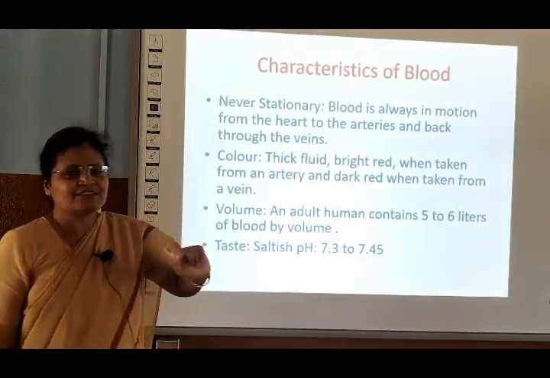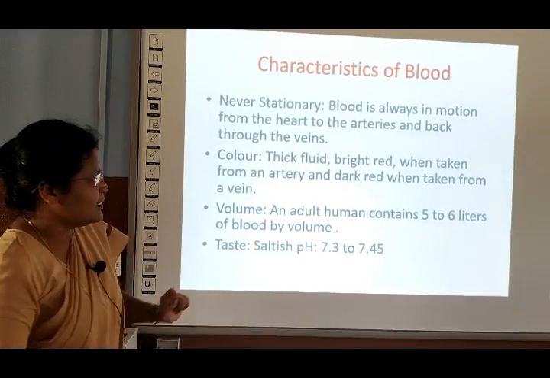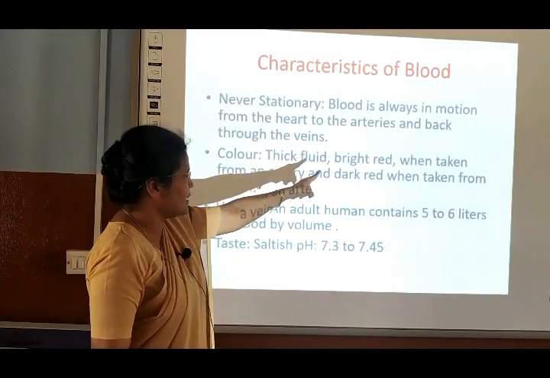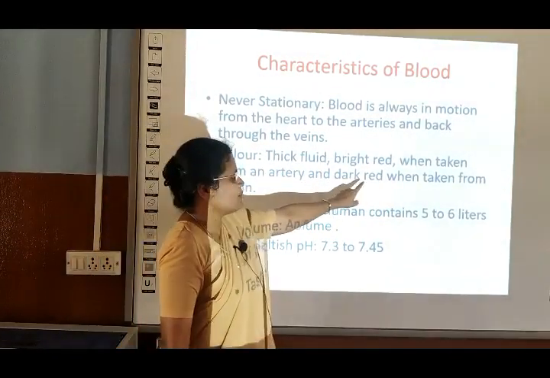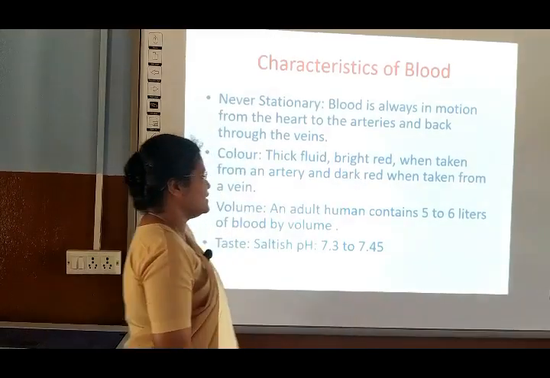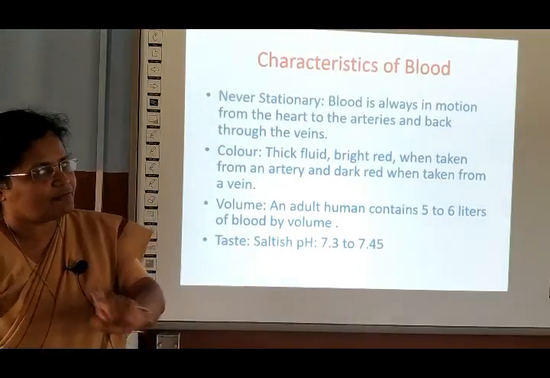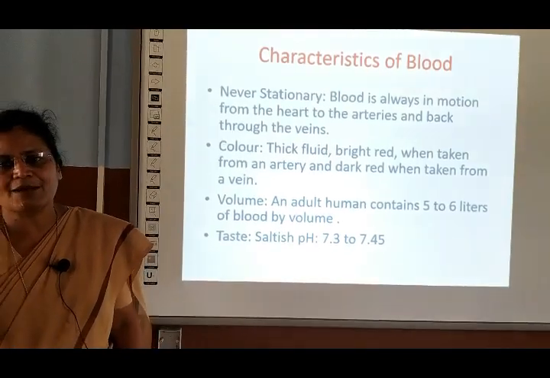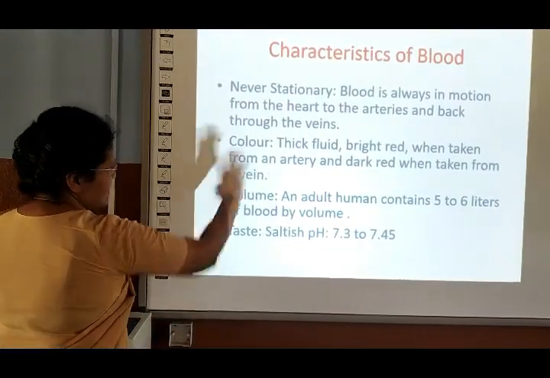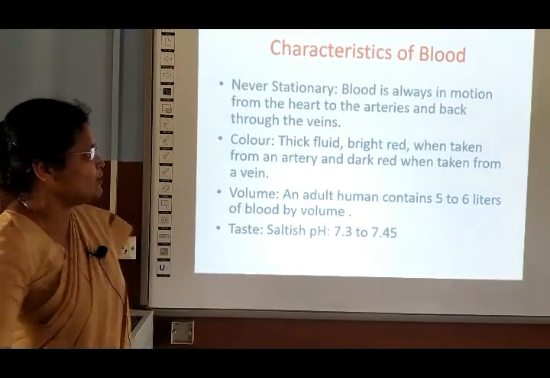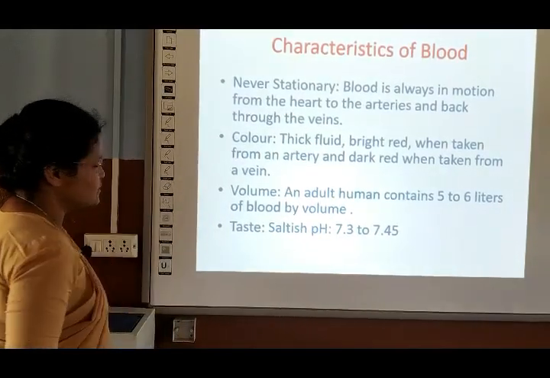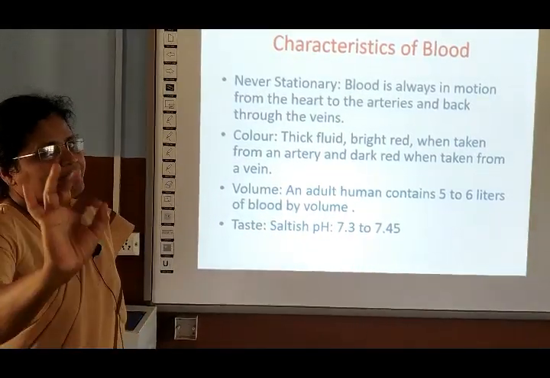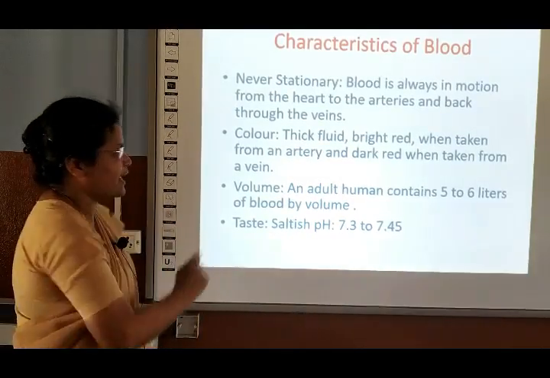It is bright red when taken from an artery. If you are taking blood from an artery, it is bright red in color. But if you take blood from a vein, it is dark red in color. Remember, they will ask in the exams: what is the color of the blood when removed from an artery? It is bright red. What is the color of the blood when removed from a vein? It is dark red.